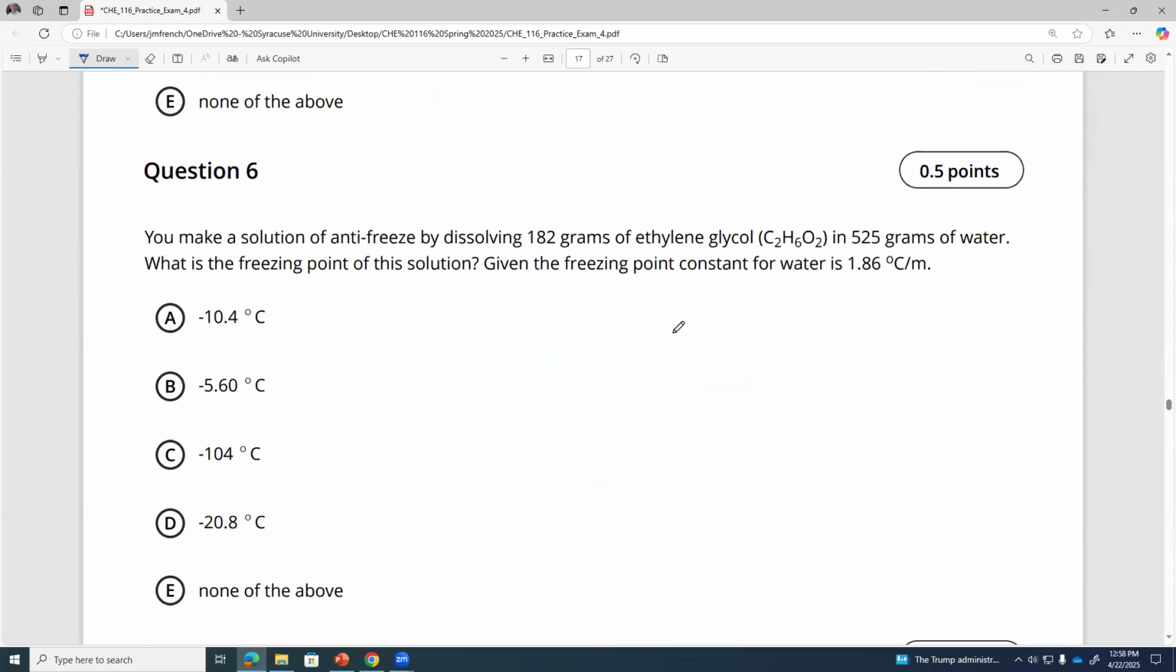All right, we make a solution of antifreeze. Antifreeze, we do that by dissolving 182 grams of ethylene glycol in 525 grams of water. What is the freezing point of this solution, given the freezing point constant of water is 1.86 degrees Celsius per mole? Now, right, our change in freezing point equals negative i Kf molality. So we need to know our van 't Hoff factor. I give you the freezing point constant, and we have to find our molality. So what is our van 't Hoff factor for ethylene glycol?